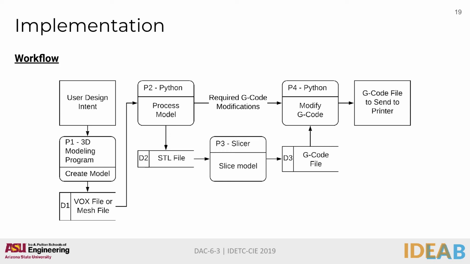First, the user designs their intended model in a 3D modeling program. In this case, we are using a voxel modeling program for simplicity. These files are then imported into our framework, where the required modifications are performed, a list of the required G-code modifications is stored, and the STL file is exported. This STL file is sliced with a slicer specific to a 3D printer, and the resulting G-code file is brought back into our framework, allowing the modifications to be made. Finally, this G-code file is sent to the printer.